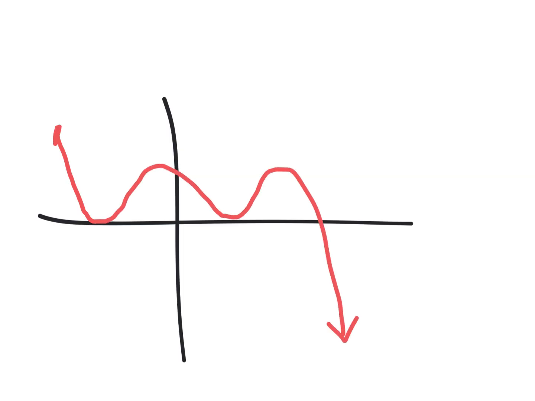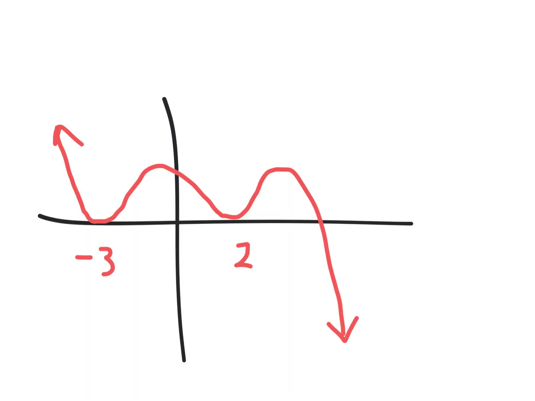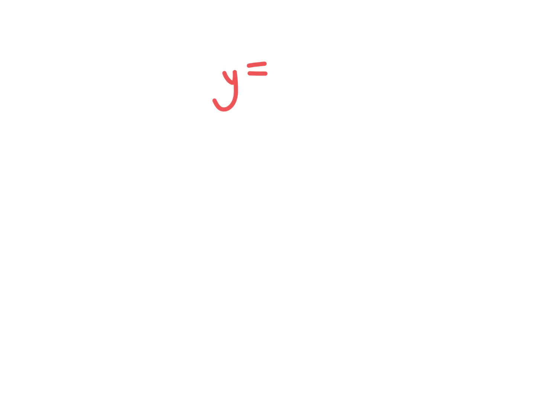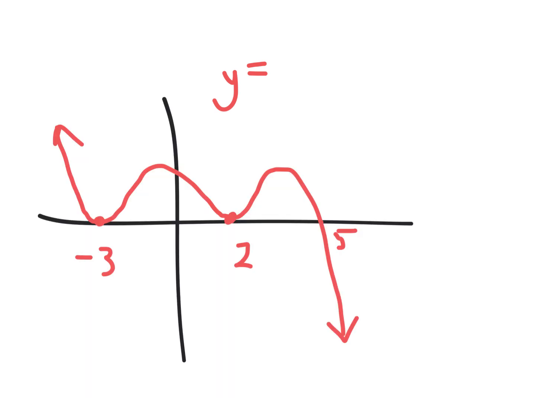All right. So, we're going to go bouncy, bouncy, going down. This one's bouncing at -3. This one's bouncing at 2. And then it's going through the 5. Let's try just one more like this. Write an equation for this one. It's hitting there and going through 5.